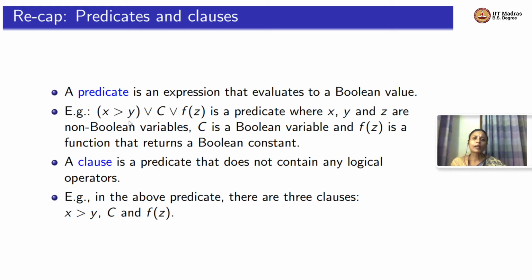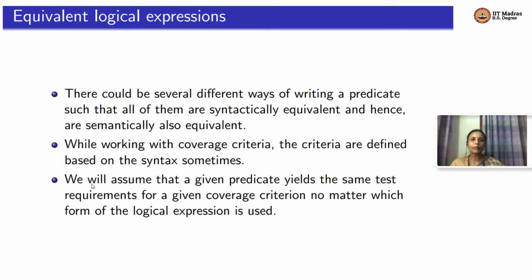This predicate has 3 clauses. A clause is a specific predicate which is free of logical operators like and, or, not, etc. So the clauses in this predicate are x greater than y, first clause, c as a standalone entity, second clause, f of z as the third clause. So these are the 3 clauses in the predicate. So please remember what a predicate is and what a clause is.